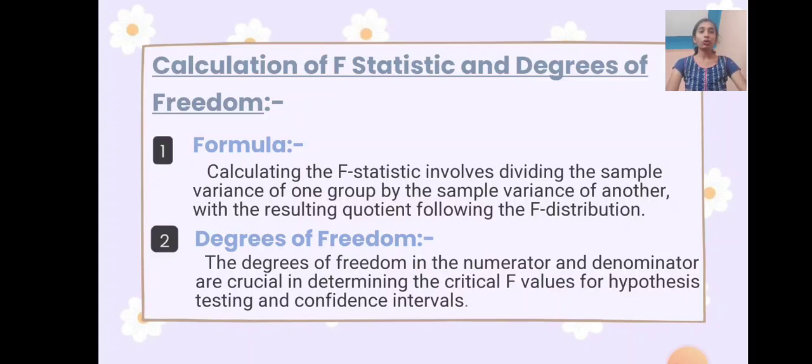Let us see how to calculate F statistics and degree of freedom. Formula. Calculating the F statistic involves dividing the sample variance of one group by the sample variance of another, with the resulting quotient following the F distribution. Degree of freedom. The degrees of freedom in the numerator and denominator are crucial in determining the critical F value for hypothesis testing and confidence intervals.